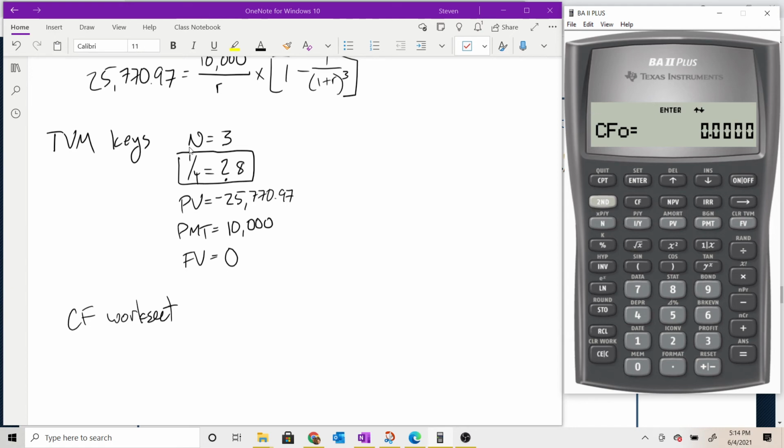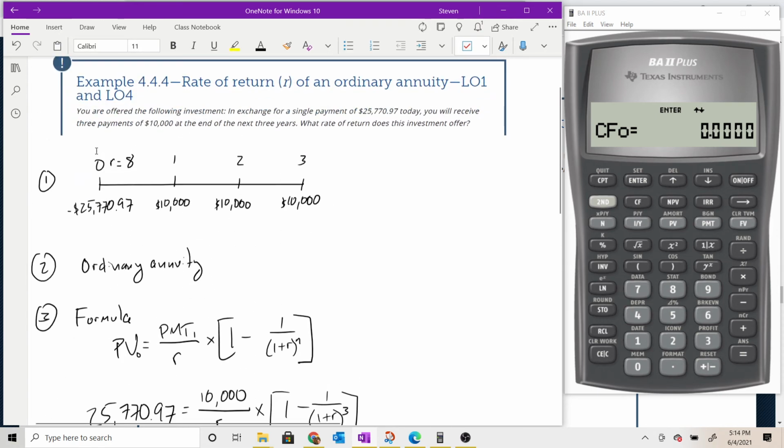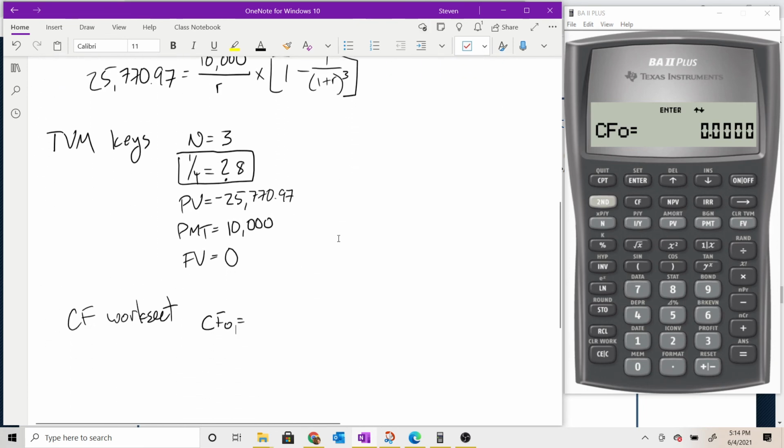Once we're in here, we want to enter the cash flows exactly as they appear on our timeline. Cash flow 0 is what happens at time period 0. For us, that's a cash outflow of $25,770.97. So we're going to record a negative $25,770.97 on CF0. While CF0 is on the screen, we type in 25,770.97, then plus minus to make it negative.